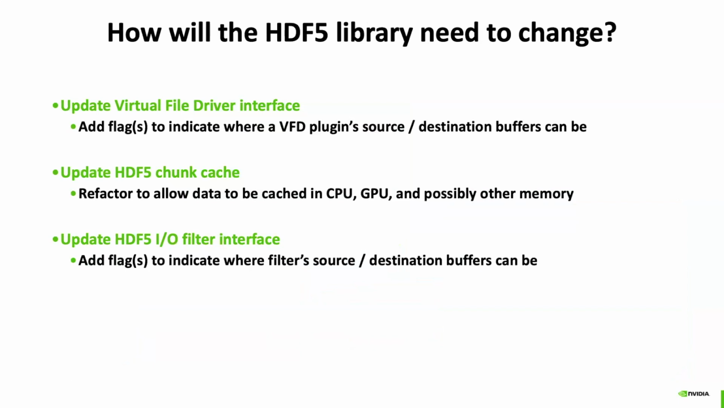We need to update the chunk caching code. This is probably the bulk of the work, not only because the chunk caching code is moderately crusty and old and weird, but it's got to be pluggable enough that it can store its cache data on the GPU as well as on the CPU in some modular way. I'd like it to be able to cache off to very fast NVMe or whatever other storage there too. But we'll see. And then obviously, the filter interface is critical. It's got to have at least another flag or two that says my source and destination can be on the GPU in order to do this kind of compression.